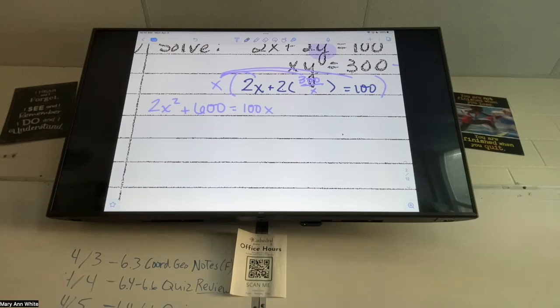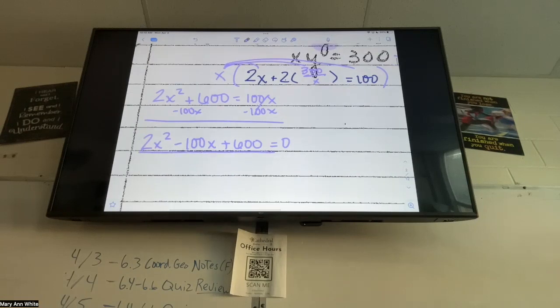It looks messy, but let's move everything to one side. So minus your 100x from both sides. 2x squared minus 100x plus 600. Now, this is where we would factor or use the quadratic formula. Let's divide everything by 2. Let's cancel 2 out of all of those things. So if we divide one side by 2, we divide the other side by 2. So then this 2 goes away, this becomes 50, and then this becomes 300. So now I've got x squared minus 50x plus 300 equals 0.